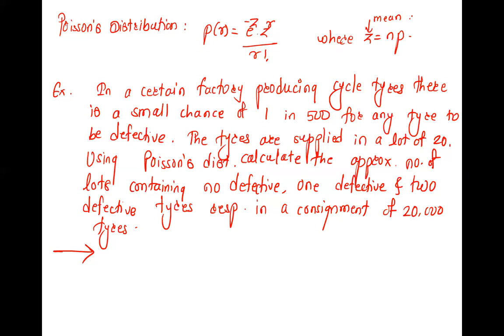So next question I'm writing here. In a certain factory producing cycle tires, there is a small chance of one in 500 for any tire to be defective. The tires are supplied in a lot of 20.